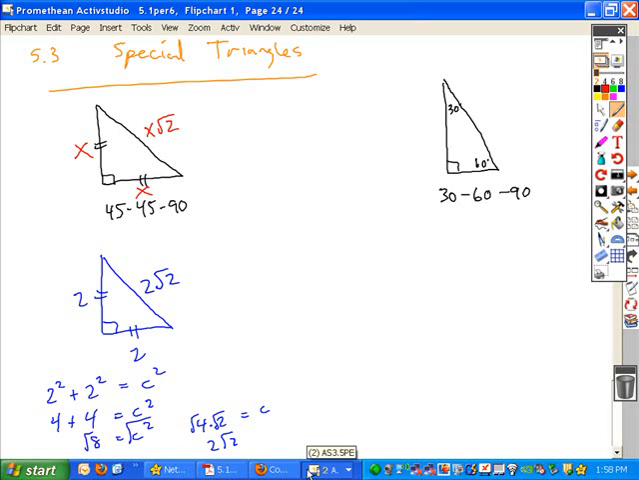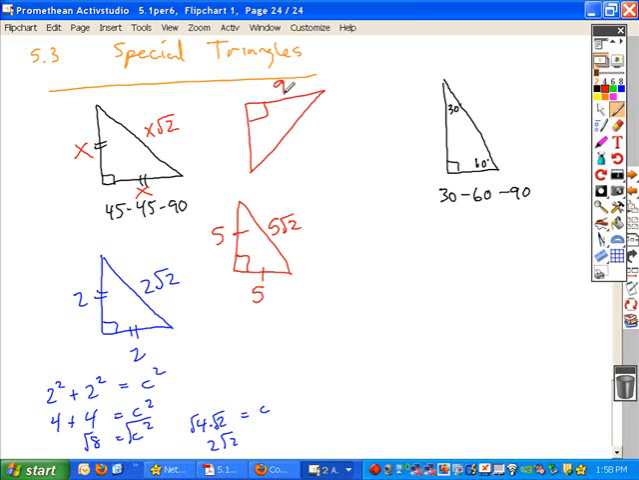Okay? So in looking at that, you need to be able to do that very quickly so that you don't have to rely on the Pythagorean theorem every time. If the legs are 5, what's the hypotenuse going to be? 5 root 2. If the legs were 9, what's the hypotenuse going to be? 9 root 2. Questions on that? Should be straightforward. It's expected that you know this and be able to identify or apply that very quickly.